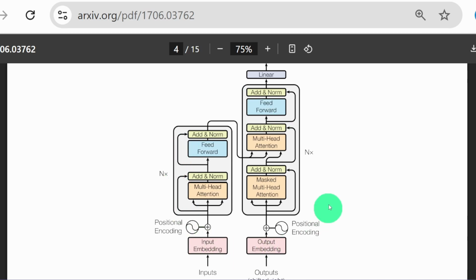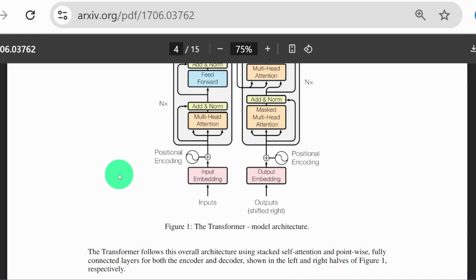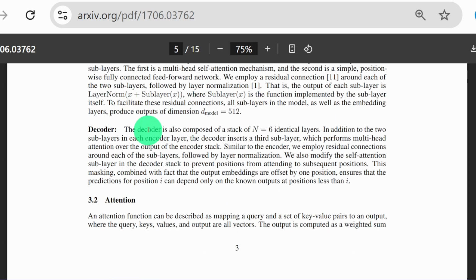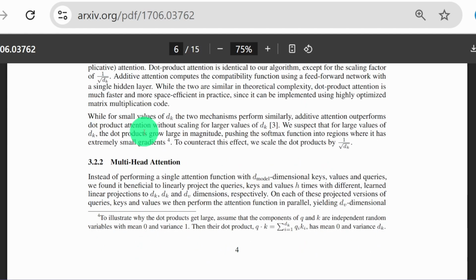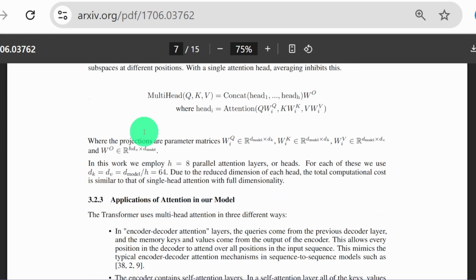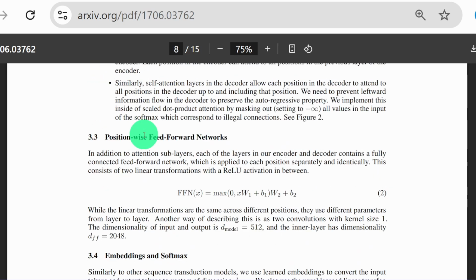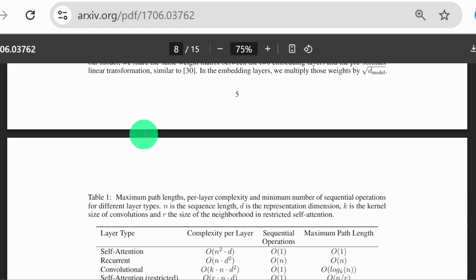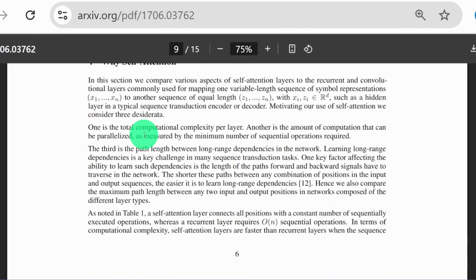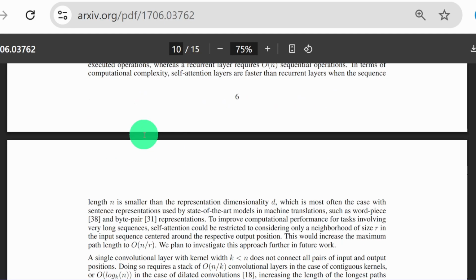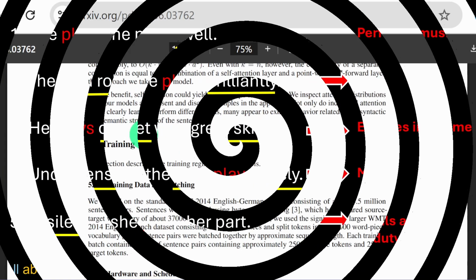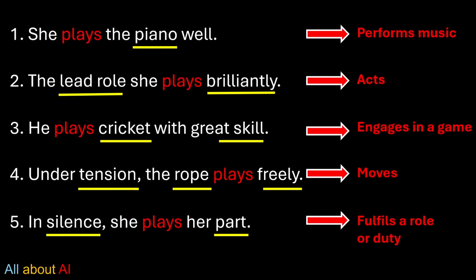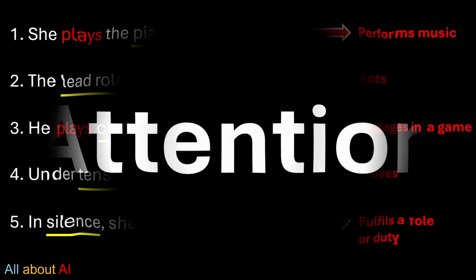This is the overall transformer architecture. We'll go through it later. The result of this 9-page paper was phenomenal: faster training, better long-range understanding, and the birth of models like GPT and BERT. This paper changed AI forever, and today we are still building on its ideas. So at this stage, we are going to put our attention on this transformer attention concept.